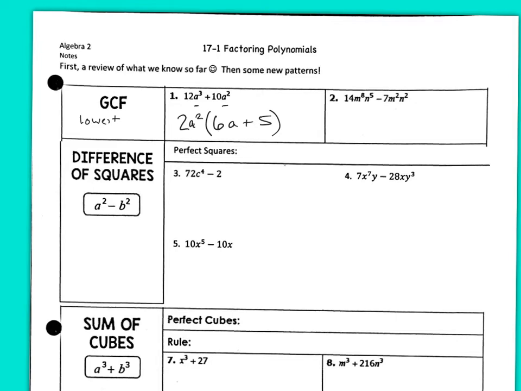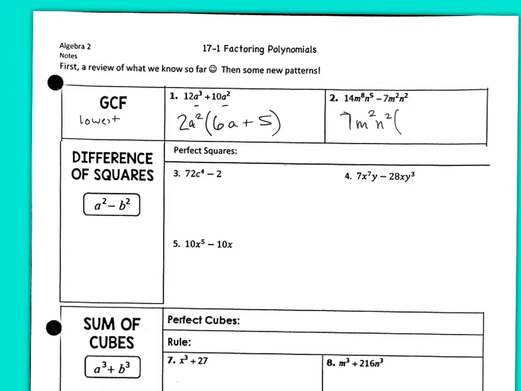So here, in number 2, we have a lot of letters. So we have m, a power of 8, and a power of 2. So we have to go with m squared. N is to the power of 5 or the power of 2, so we have to, again, go with the smallest one. Now, for the numbers, 14 and 7 divides evenly into both of them.